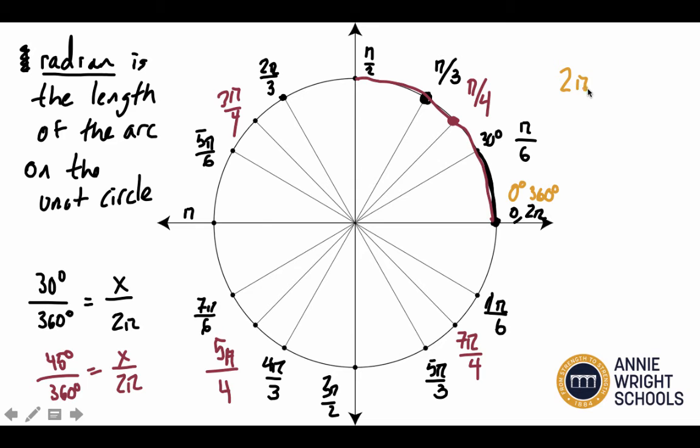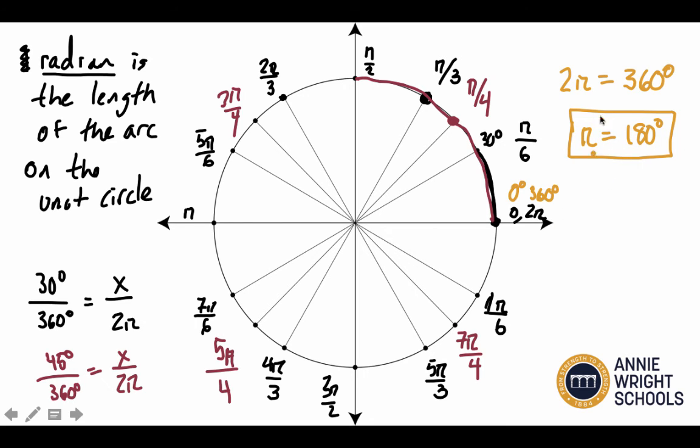Notice that there's a helpful conversion factor that 2 pi equals 360 degrees. Divide by 2 and you get pi equals 180 degrees. So here's the conversion factor. Pi radians equals 180 degrees.